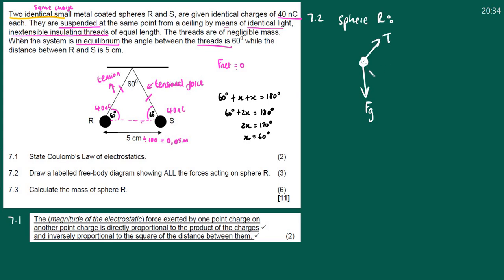Then here you're gonna have tension. So you're gonna have the force of gravity and then you're gonna have tension. This is something that most people miss because they feel like since it's charges, why would I include force of gravity? Well, it has a mass. Because that charge is going to have a mass, you must have the force of gravity acting on the charge. Then you have tension.